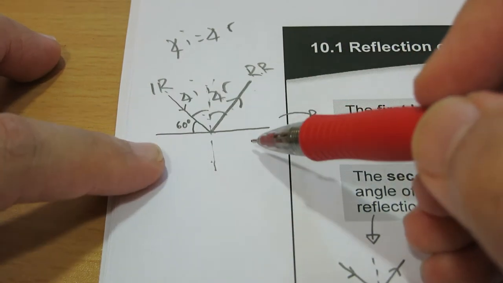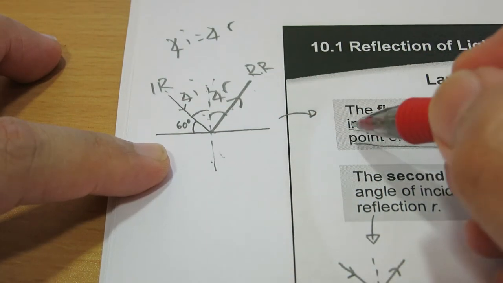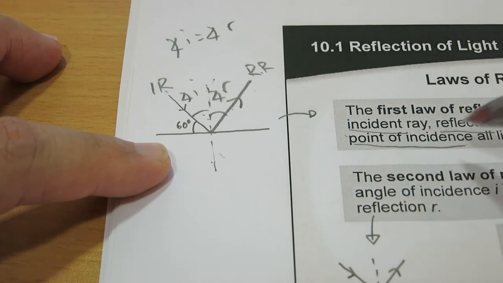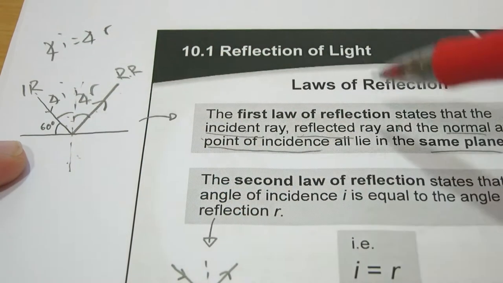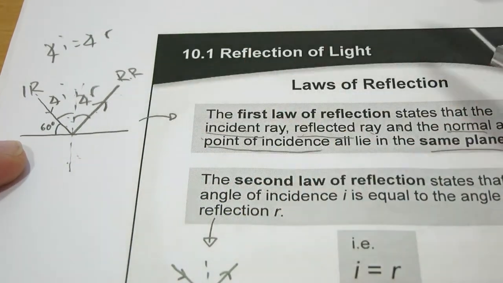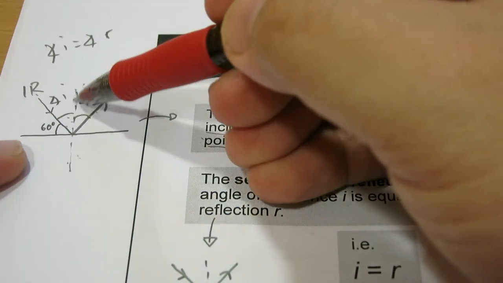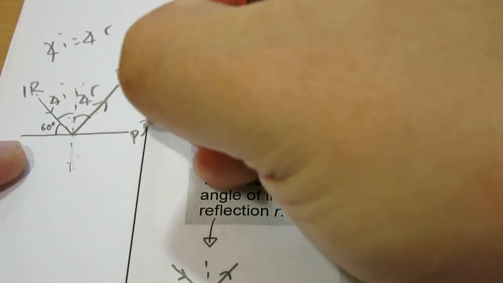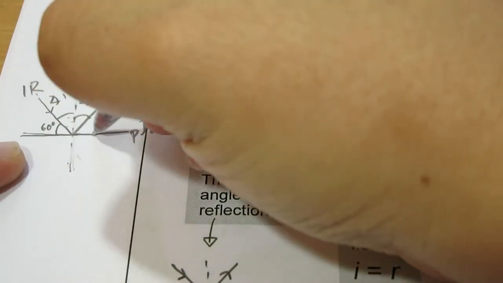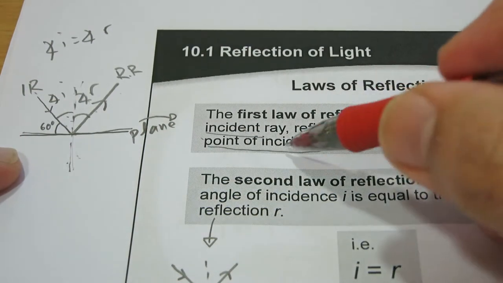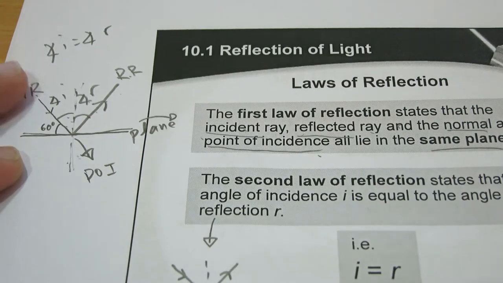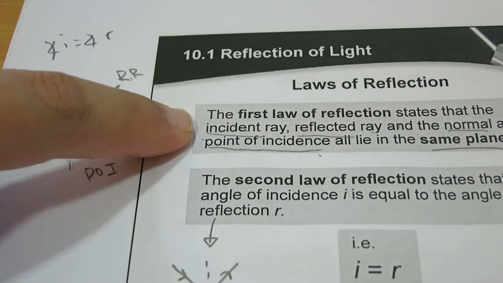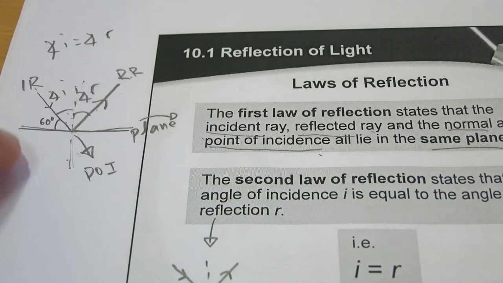Now, if you are able to draw this diagram, then actually you have already shown that you know the first law. Because the first law states the incident ray, which is this one, the reflected ray, which is this one, and the normal, which is the normal line here, all lie on the same plane, this plane here, and they meet at only one point, and that point is called the point of incidence, the point where it hits the mirror. So this is called the point of incidence. Alright, so if you're having trouble trying to remember the first law, just remember this diagram.